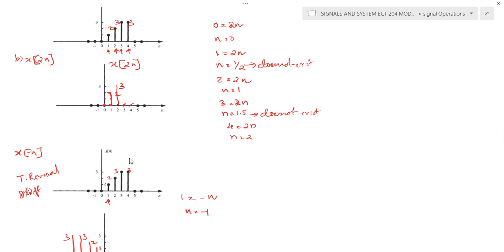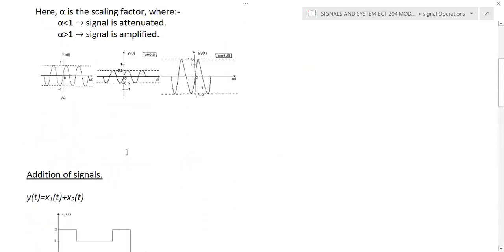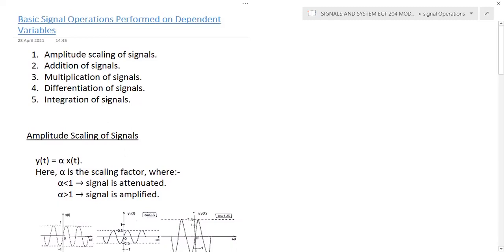Now we'll move on to the next portion, that is operations performed on the dependent variable. In the case of the dependent variable, we will perform 5 basic operations: amplitude scaling, addition of signals, multiplication, differentiation, and integration of the signal. So amplitude scaling, don't confuse it with the previous one. Previously we performed scaling on the independent variable, now it is the dependent variable. If you write the function f of t, t is the independent variable and f is the dependent variable.